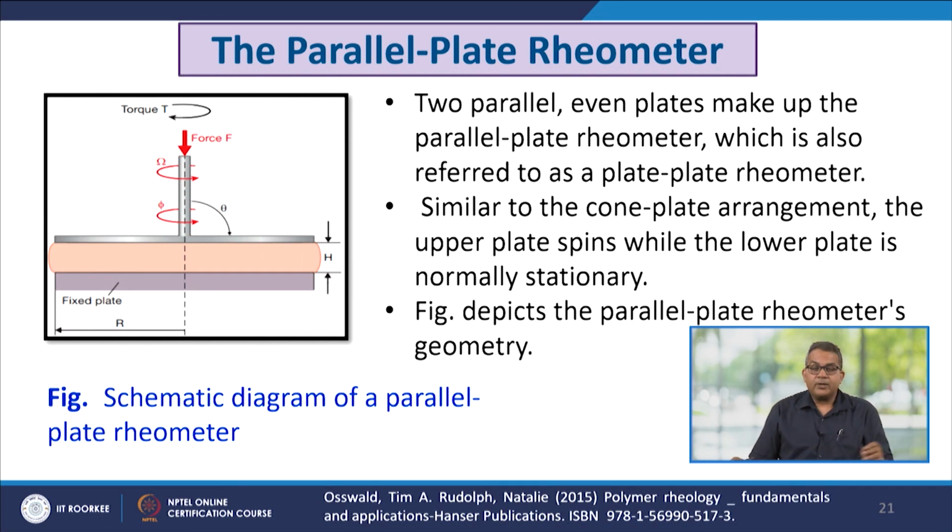The parallel plate rheometer. Now this is the schematic diagram of a parallel plate rheometer. The two parallel plates make up the parallel plate rheometer, which is also referred to as the plate-plate rheometer. Now similar to the cone plate arrangement, the upper plate spins while the lower plate is normally stationary. So this is the stationary phase and this plate rotates. This is the typical geometry of the parallel plate rheometer.